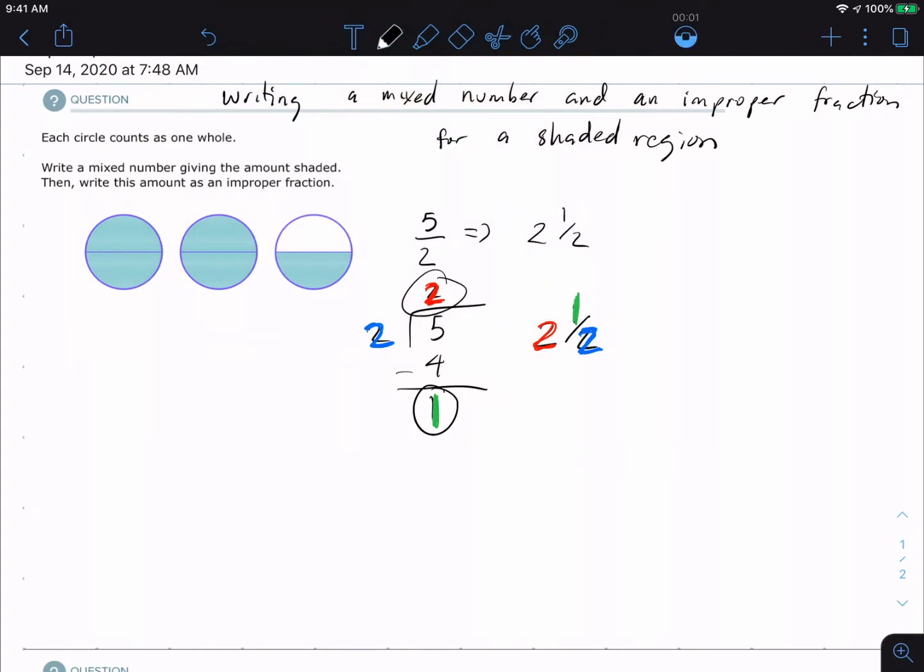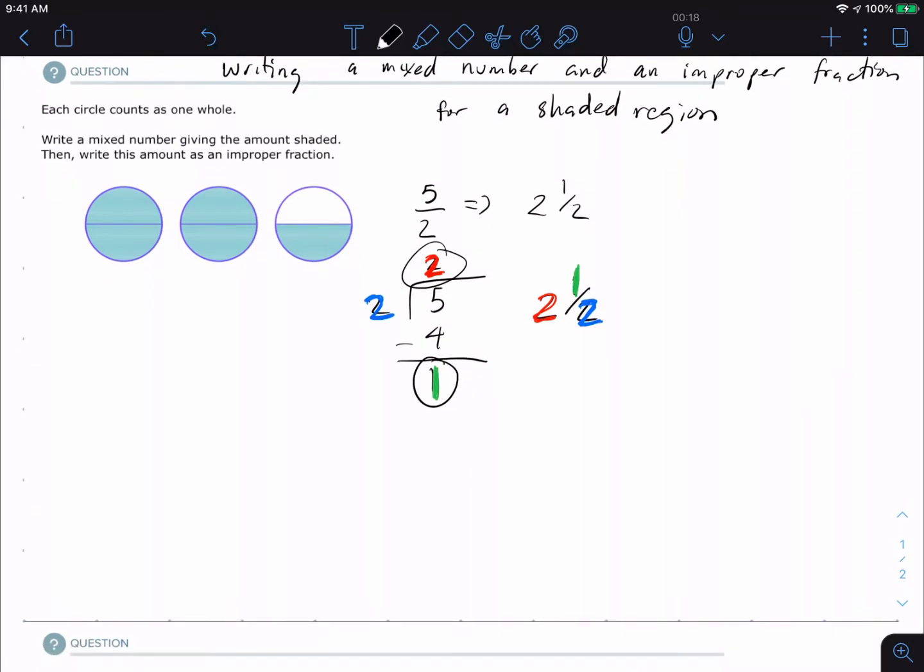Does that make sense how I wrote that? Do you want me to re-explain that so you guys can see it? Or are you okay? No, it's quite fine. Okay. All right. So let me do another one for you, and we'll see how you guys do.